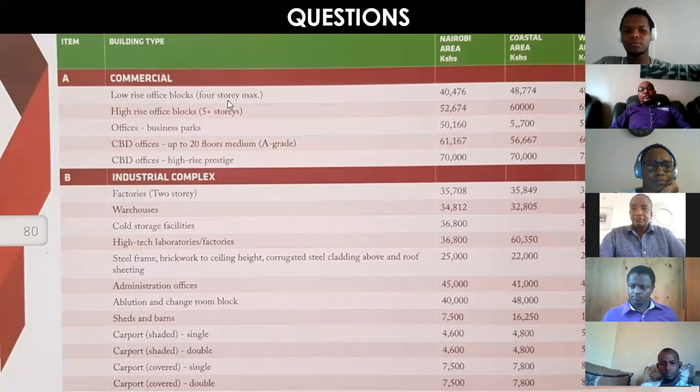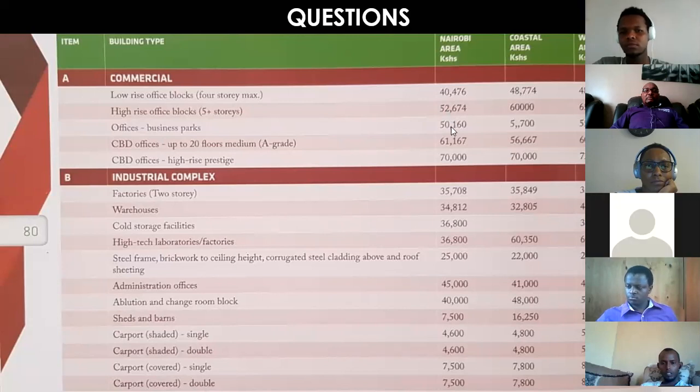So we have low-rise office blocks, you have high-rise. You'd notice that as you go upper, it becomes more expensive. So this is the cost per square meter. If it is low-rise up to four stories, you're looking at 40,000 per square meter. High-rise, you're looking at 52,000. If you are looking at grade A offices, there's a way these commercial projects are graded, so grade A is 61,000. And then what you call prestige offices, you're looking at 70,000 per square meter.